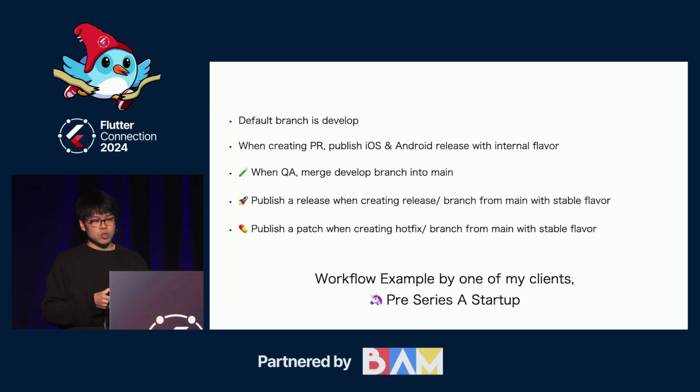And for publishing the build to the stores, when creating a release branch from main, the CI triggers and runs Shorebird release with the stable flavor. Then it deploys the build to the App Store and Play Store. For patching, pushing to the release branch is a CI trigger.